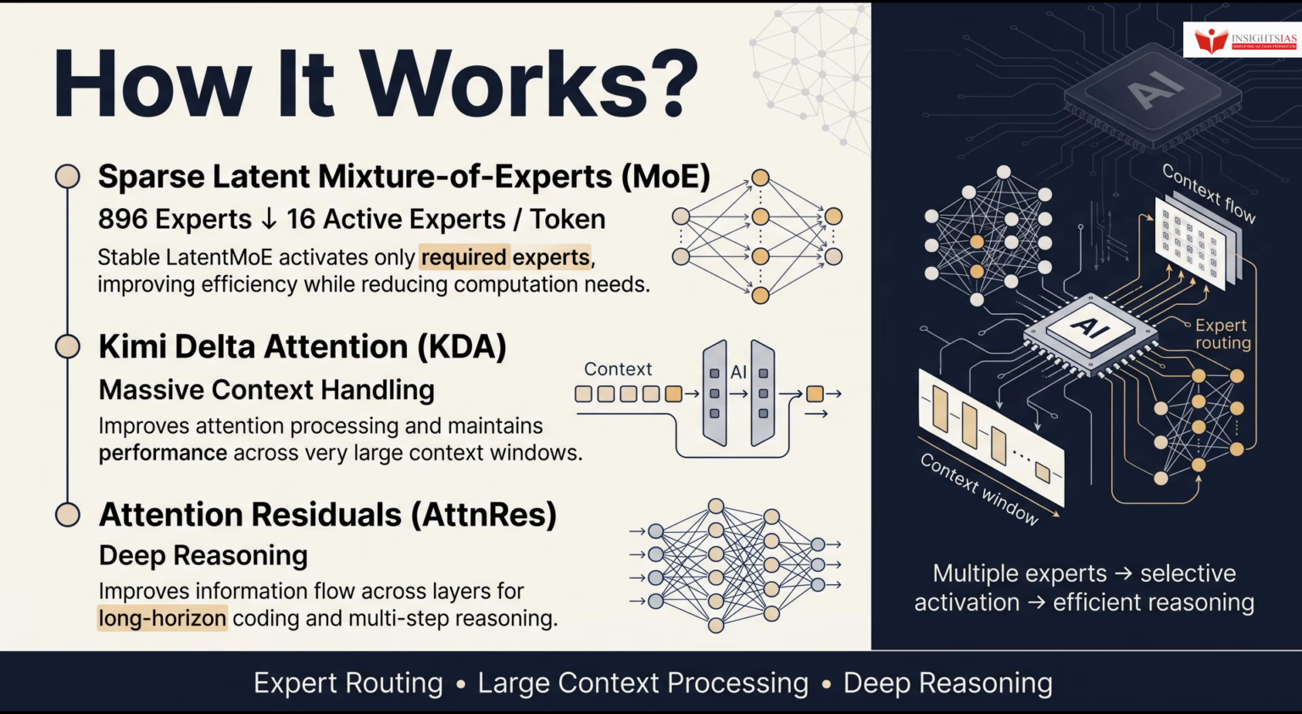Now let's understand how it actually works, because the underlying architecture is genuinely clever. First, there's sparse latent mixture of experts, or MOE, using a stable latent MOE framework, housing 896 experts. But here's the efficiency trick. It dynamically activates only 16 experts per token to maintain high computational efficiency, while keeping resource demands manageable during inference. So even though the model is massive overall, it only wakes up a small fraction of itself for any given task. That's genuinely why it can be efficient despite its enormous size.